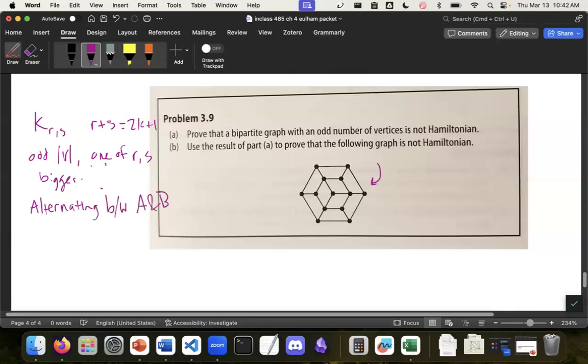Yeah, so to find the cycle, we're gonna alternate between A and B. And eventually we're gonna run out of vertices in one of them. So when we alternate between A and B, we're gonna run out of vertices, so we're gonna have to repeat something. That makes sense to me. Anybody else have another way of explaining it? Another way of reasoning about it?